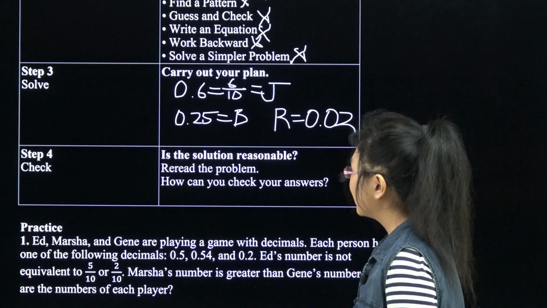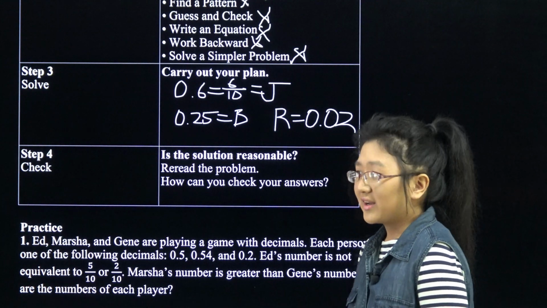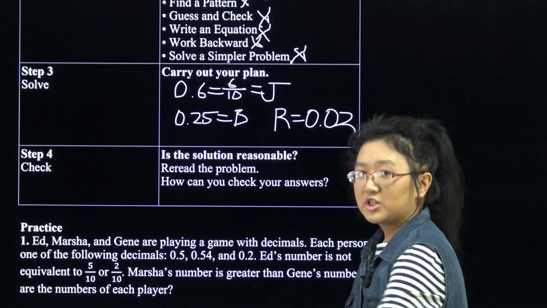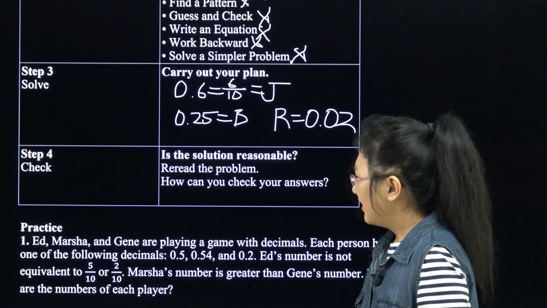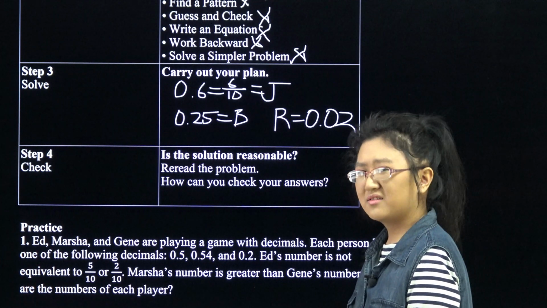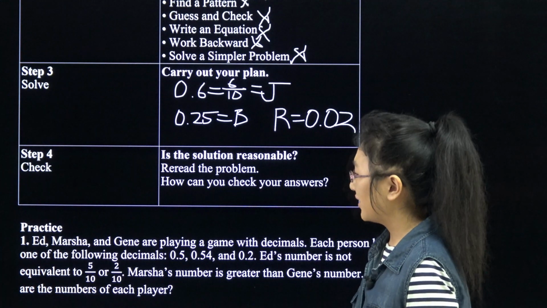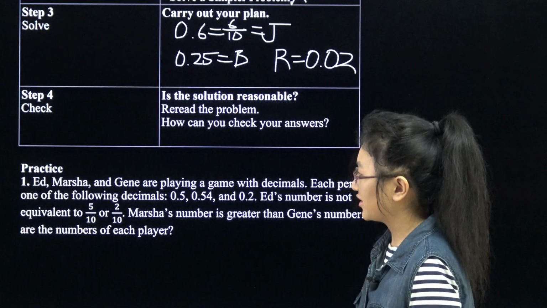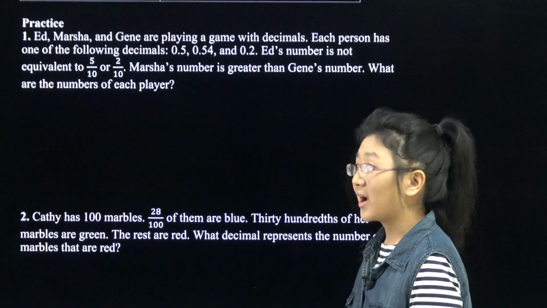How can we check our answers? We could do it again, or we could run it through logic. Yeah, that's about it. You can't really act it out without doing it again. That's the basic gist of it. Now we do some practice.